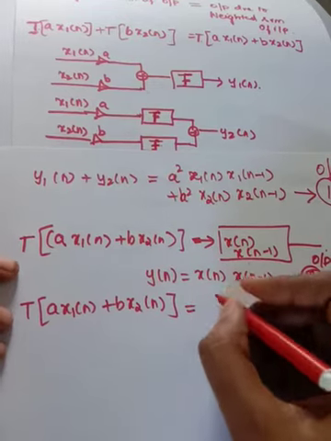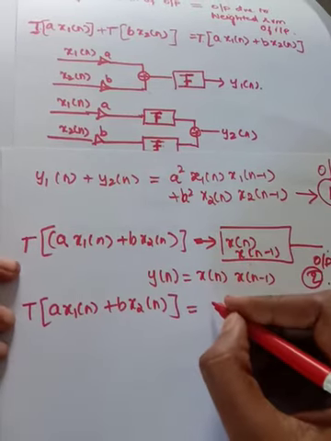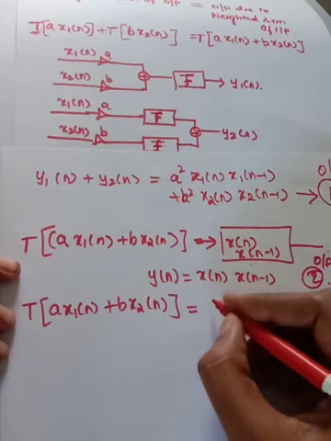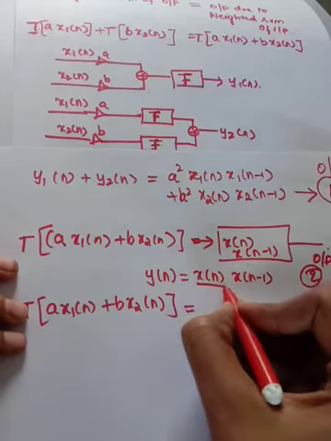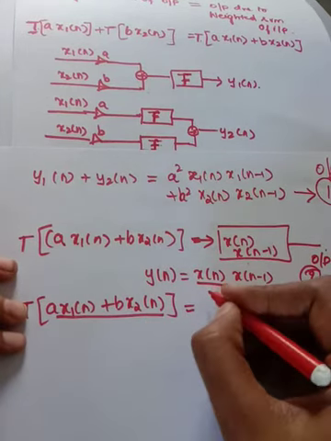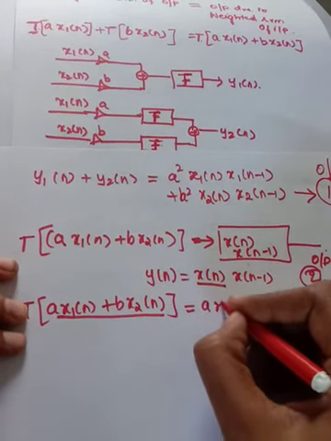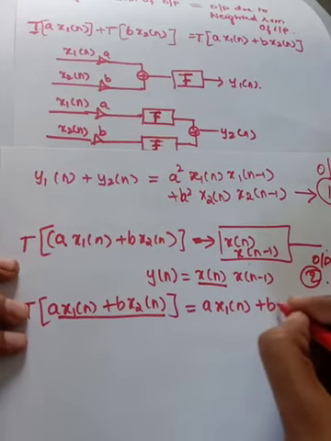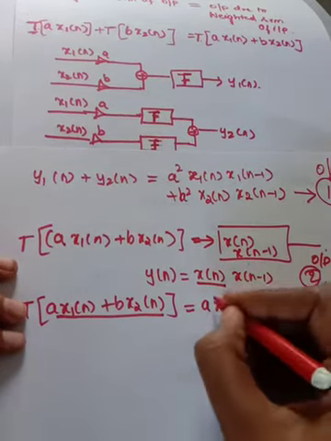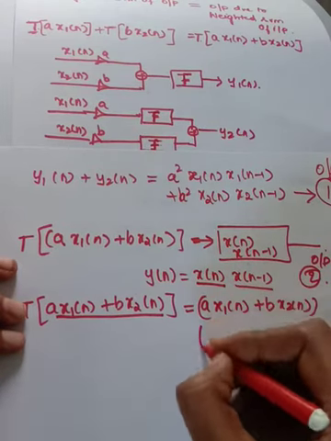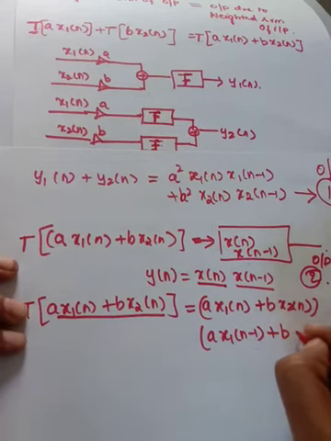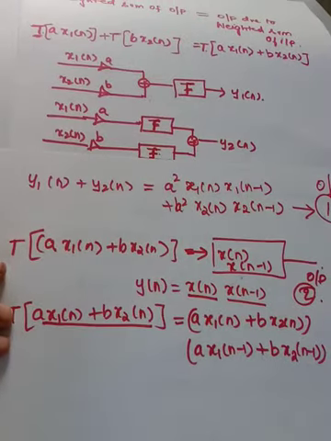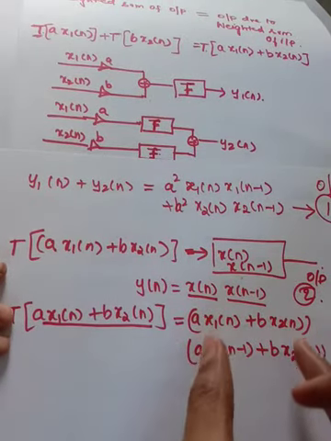So wherever I have x, I am going to replace it with this function. So you will have a into x1 of n plus b into x2 of n. Here, for x of n minus 1, this can be written as a into x1 of n minus 1 plus b into x2 of n minus 1. Wherever you have x of n, you need to replace it by this function.